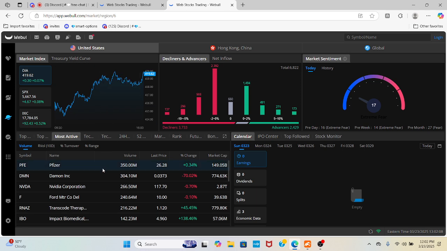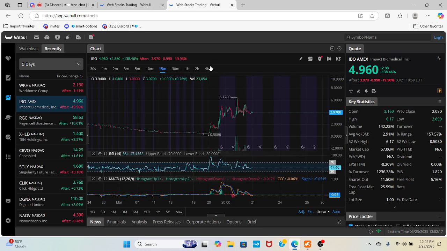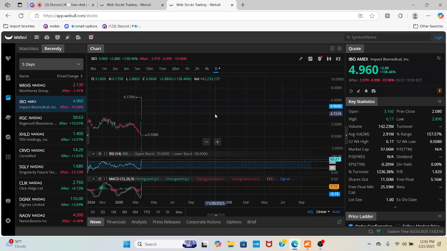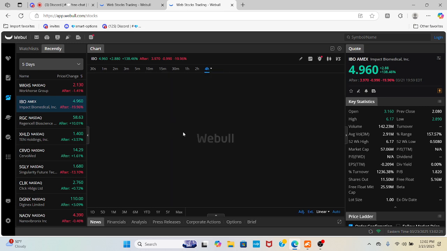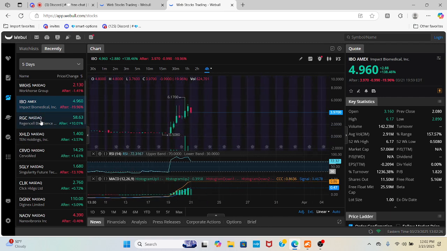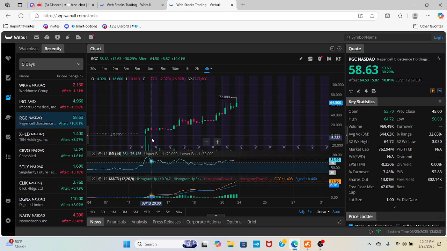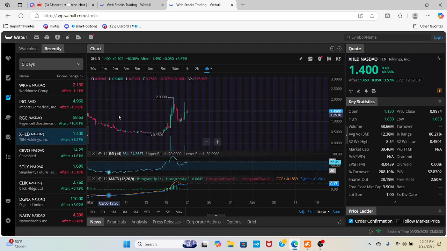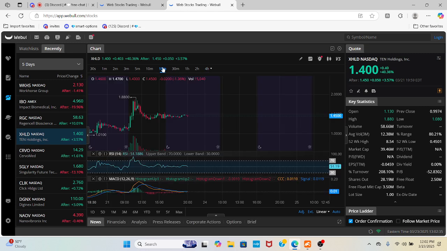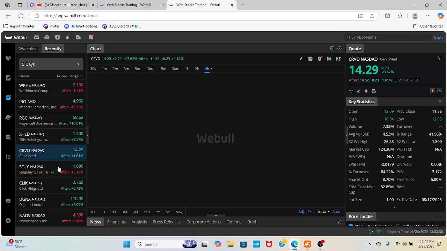So let's get right into it now. We'll begin with the top gainers for the last week. Now we'll click on any random one and you will be able to see a similarity between all of these, as I show you just the first one here, IBO. Notice the uptrend. Notice all of these with their uptrend coming in for multiple days. Even if you're only looking at the last day, like your 15-minute chart, just notice the uptrend coming into all of them.